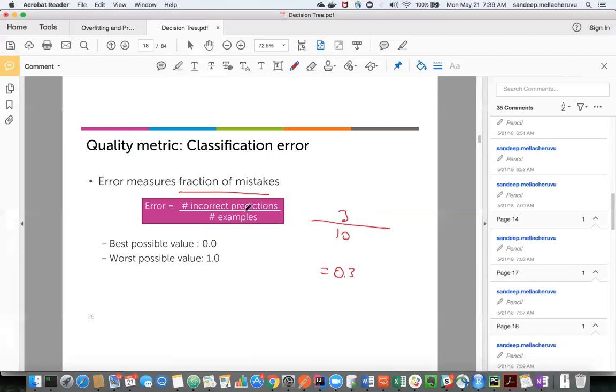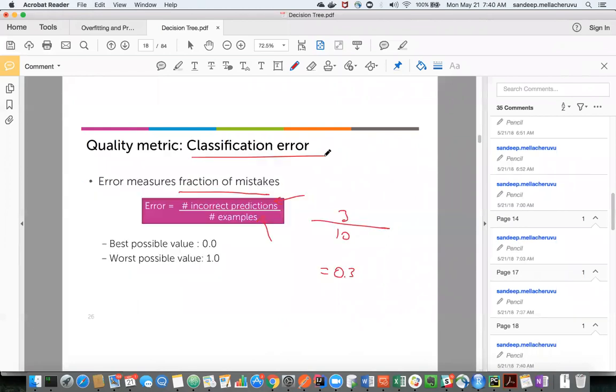So the best possible value is when there are no incorrect predictions at all. This is 0, because 0 by some n is going to be 0. So the best possible classification error is 0. And the worst possible classification error is when all the examples are incorrectly predicted. So the numerator is the same as the denominator. If that is the case, then all the predictions are wrong, which means the worst possible value is 1. So that is how I can define the classification error.